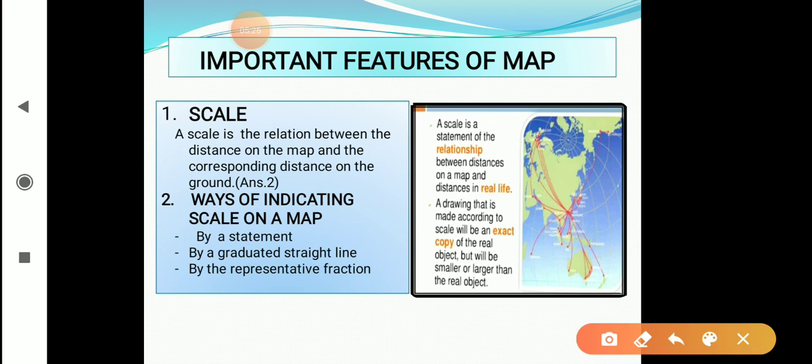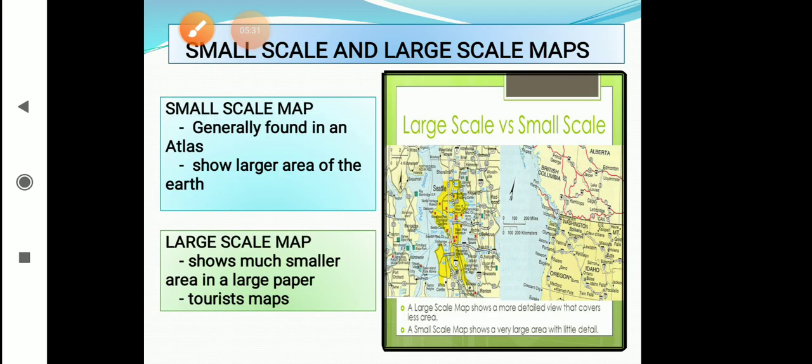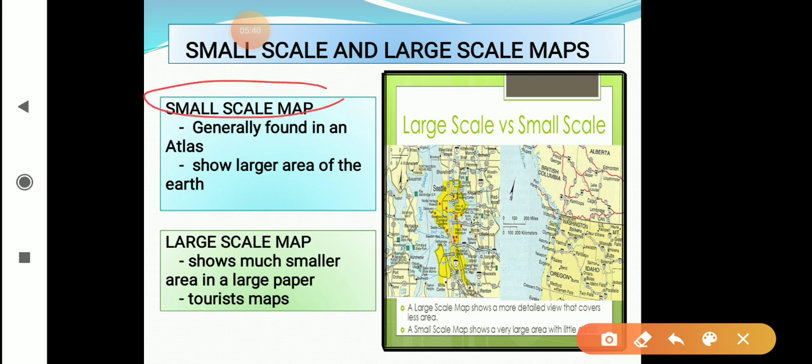Now we will learn about small scale and large scale maps. Consider one map in which 1 centimeter represents 1 kilometer and another map in which 1 centimeter represents 100 kilometers. It is obvious that the first map will show greater detail than the second one. We say the first map has a larger scale than the second one.